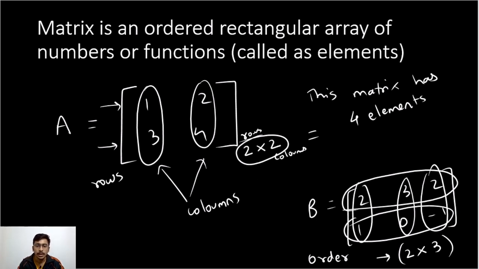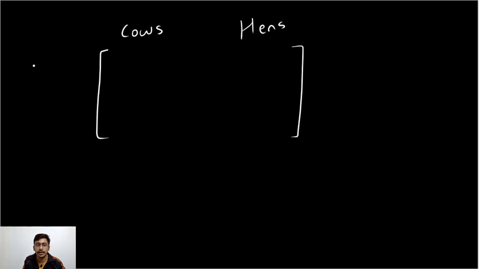Okay. Let's move on. Let's understand where do we use matrices? A simple example can be, let's say we count the number of cows, and let's say we count the number of hens, and there are two farms, correct? Let's say we have a farm A and a farm B. Then let's say we have two cows and three hens on the first farm, and four cows and 10 hens on the second farm.